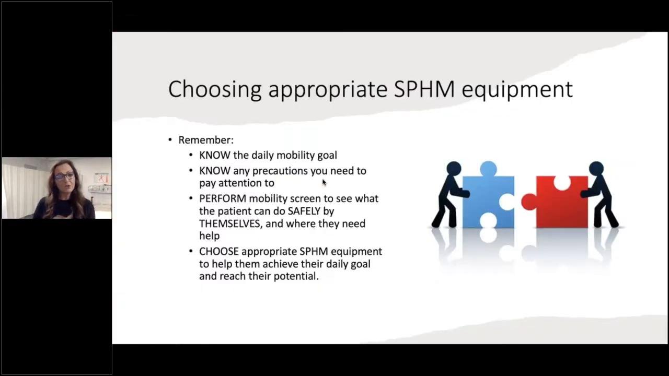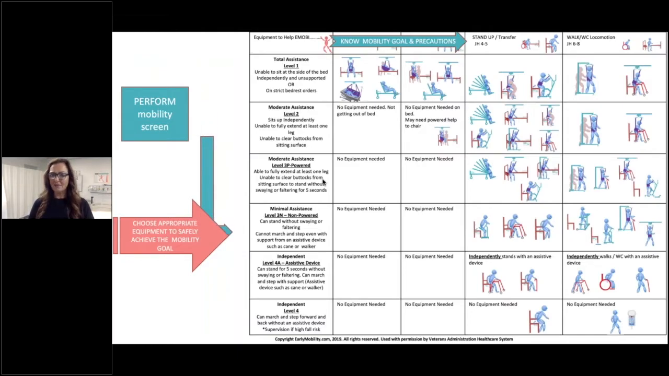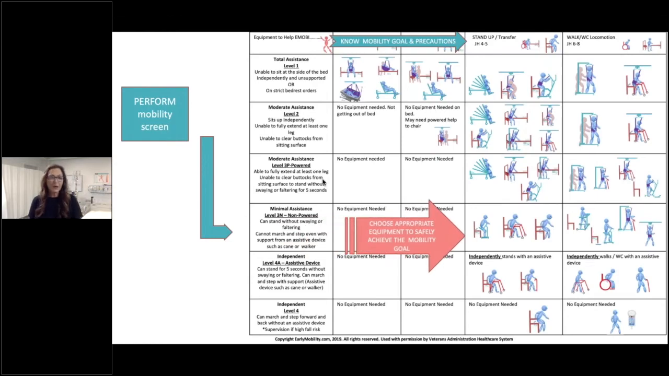So we need to know the daily mobility goal. We need to know what precautions the patient has. We need to do the mobility screen. And then we need to choose the appropriate safe patient handling equipment to help them achieve their goal. Let's practice a few more times with this. This is the bridge document. Remember the first step, what is the goal? Second step, what does the mobility screen tell us? And the third step, what equipment do we need?